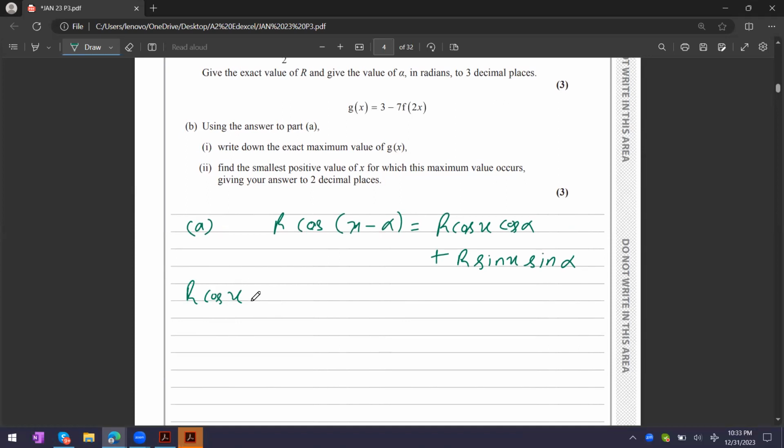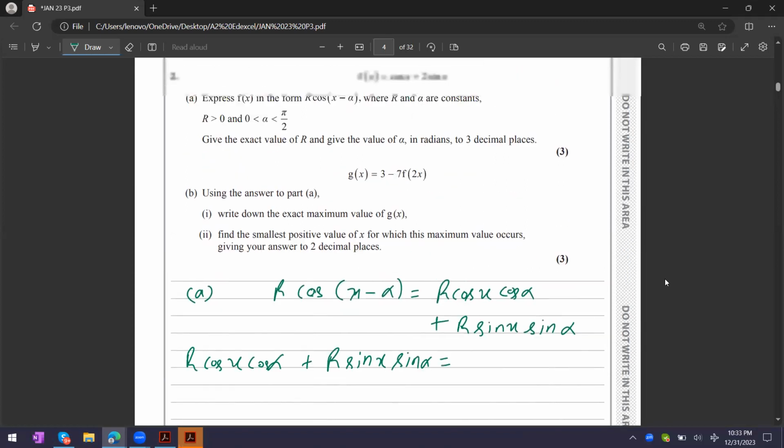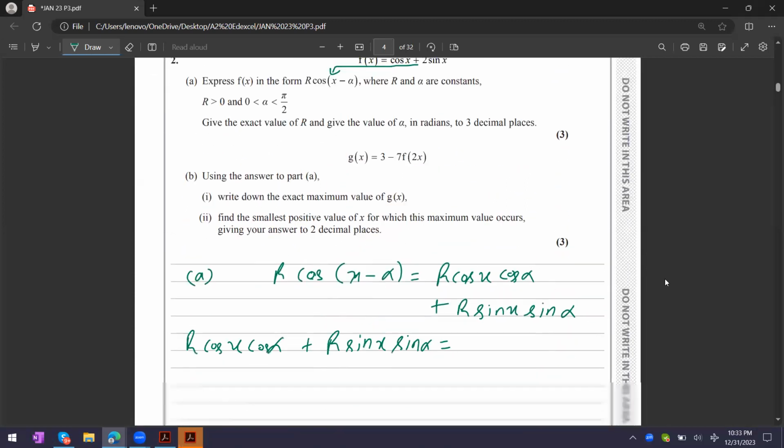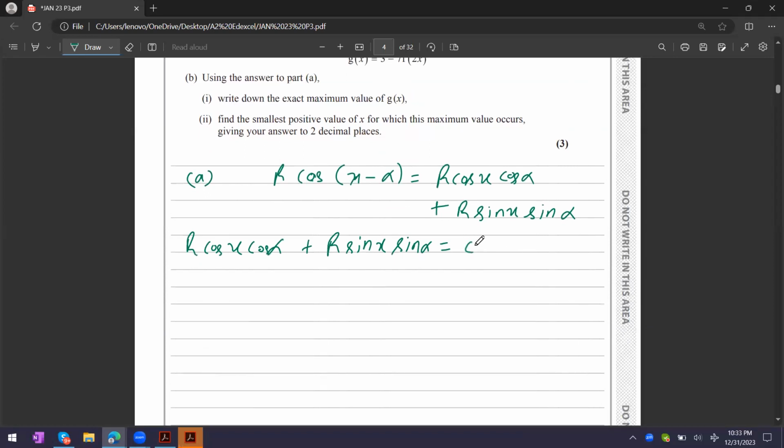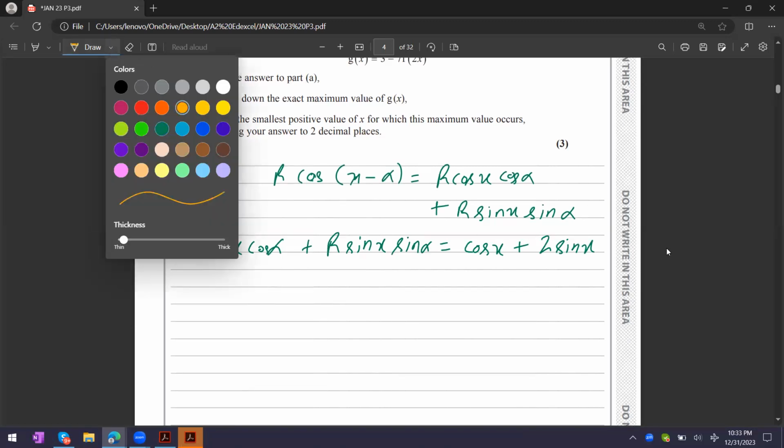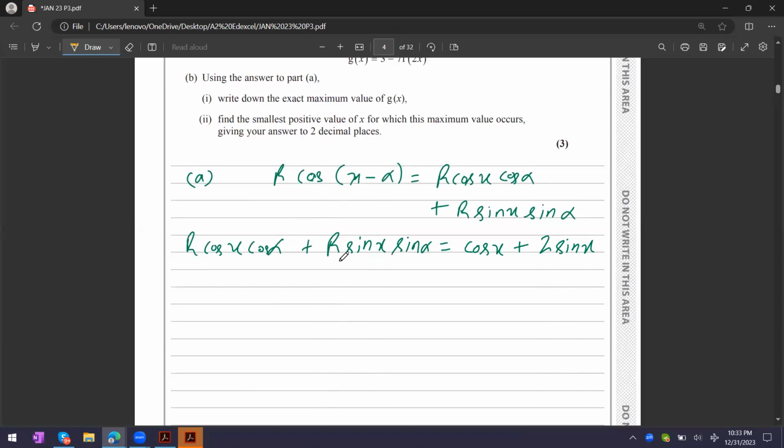R cosine x cosine alpha plus r sine x sine alpha is equal to cos of x plus 2 sine x. They are supposed to be the same thing. You just need to compare the coefficients here like we do before. This cosine x and this cosine x.